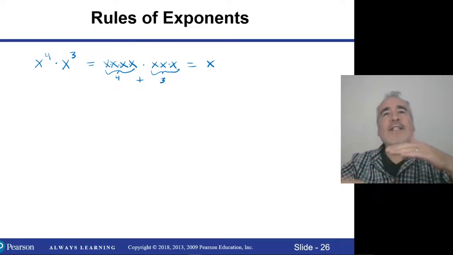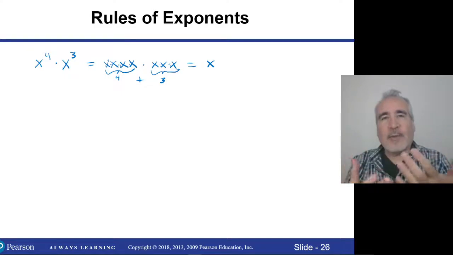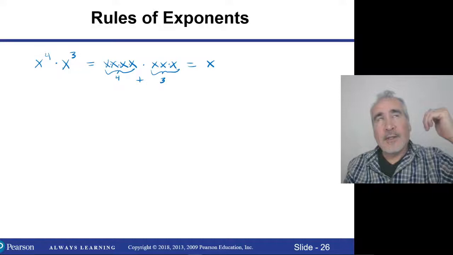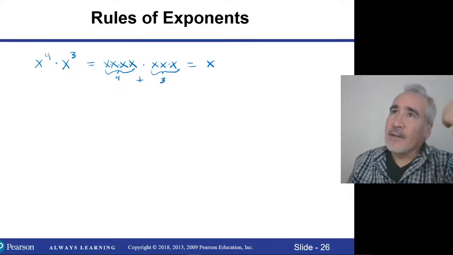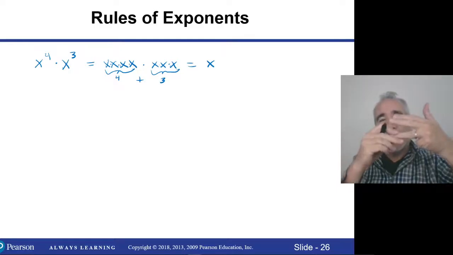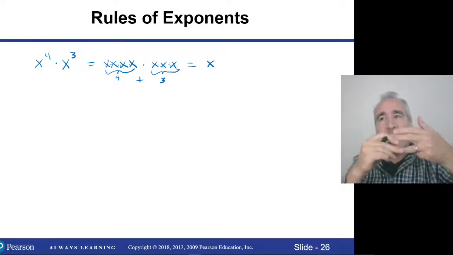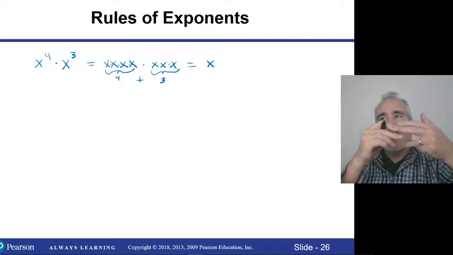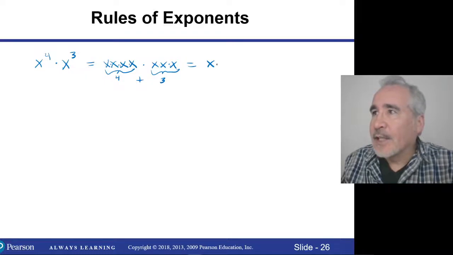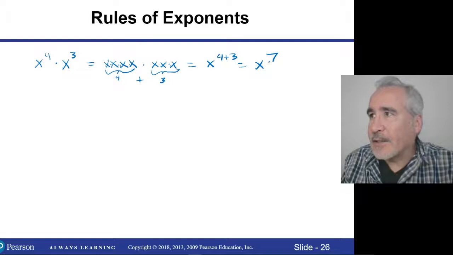I think of that as one step down, right? Because of the order of operations: you do parentheses, exponents, multiplication, division, addition, subtraction. So they're at a different level. So when we're doing multiplication, we step down a level and just add the exponents. So this is 4 plus 3, which would be x to the 7th.